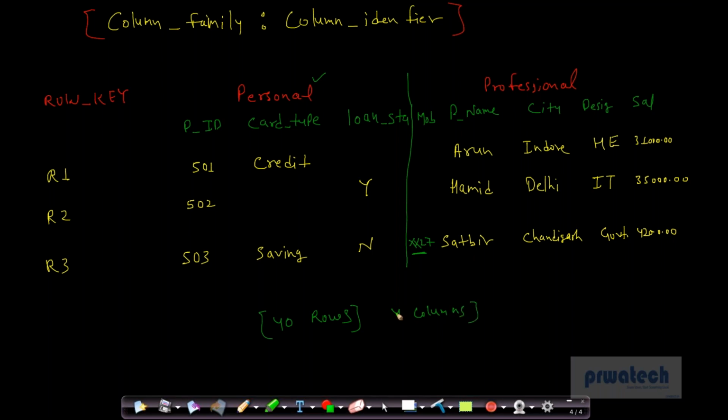What happens if I make one more entry on the column side? By default, these 40 rows will have a null entry for the last column, right? If I want to add one more column, column number 5, then 40 rows are there and 5 columns are there. I am interested to know what the result of the last column will be.